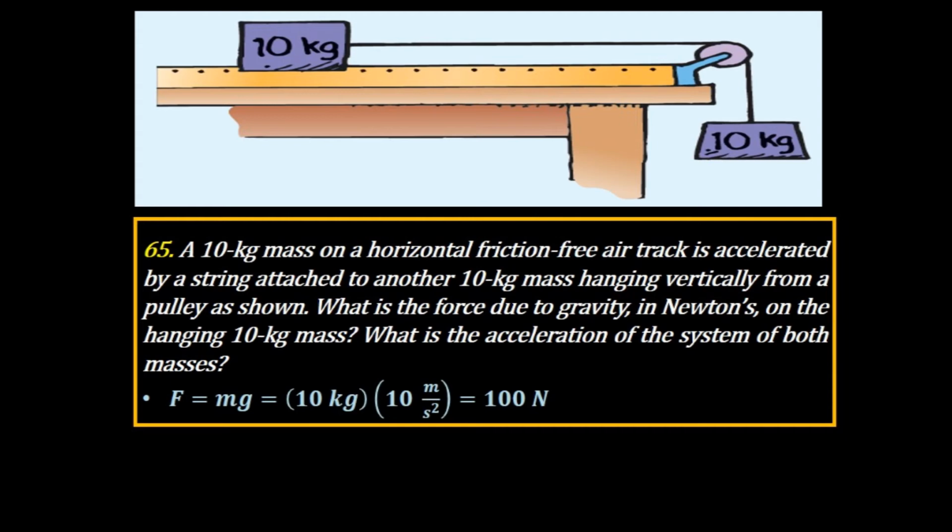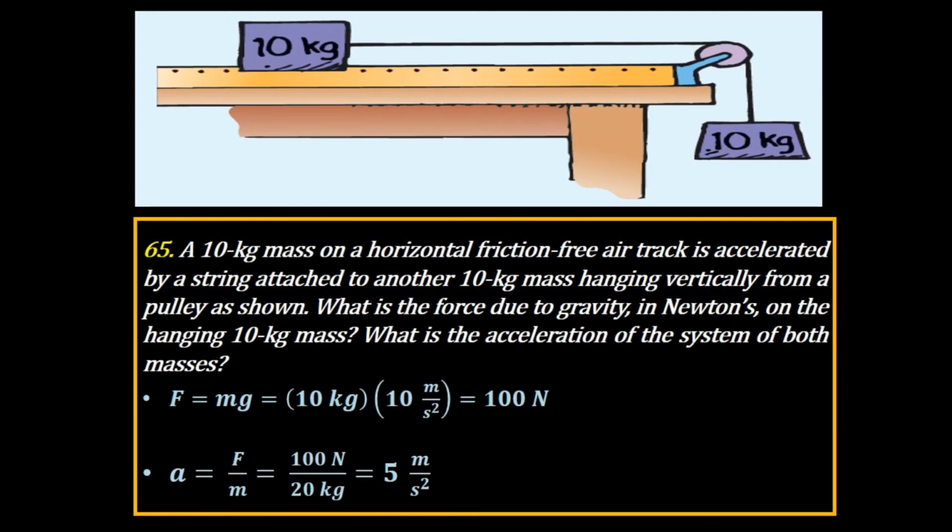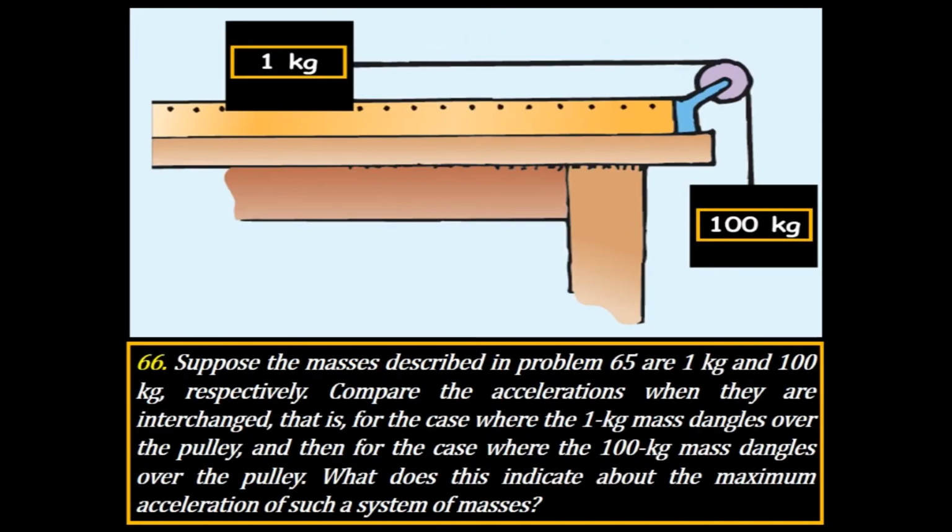So there's the weight of the block hanging off the table. So its acceleration will be 5. And there it is. So 100 divided by 20 is 5. Don't forget, the whole thing is accelerating, the whole system. And it's the 100 newton weight that's doing the accelerating.